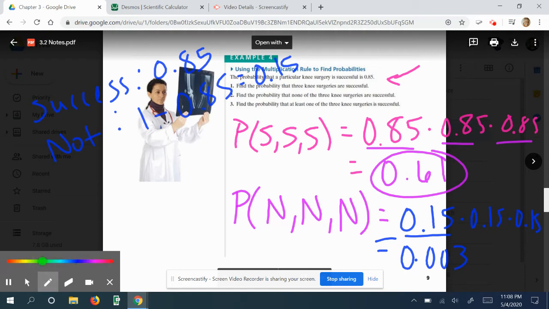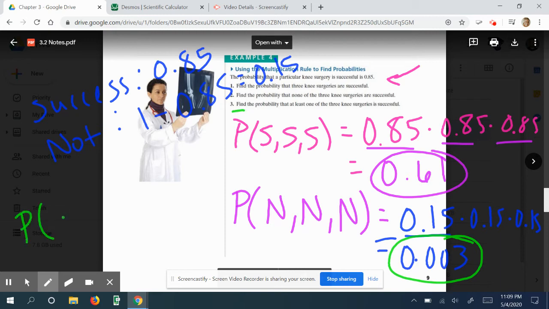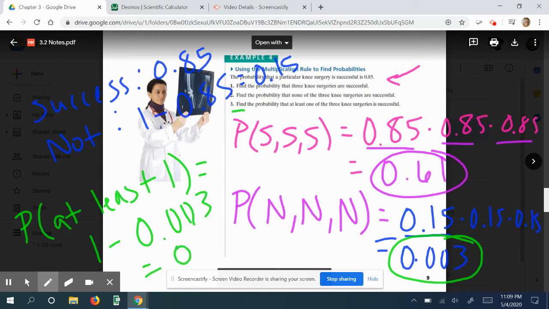Now let's do a combination of those ones. In example 3, it says find the probability that at least one of the knee surgeries is successful. So at least one. Okay, so what that means, if we're finding at least one, is we take the probability of none of them being successful and find the complement, right? So probability of at least one is going to be 1 minus 0.003, which when we solve that is going to be 0.997.